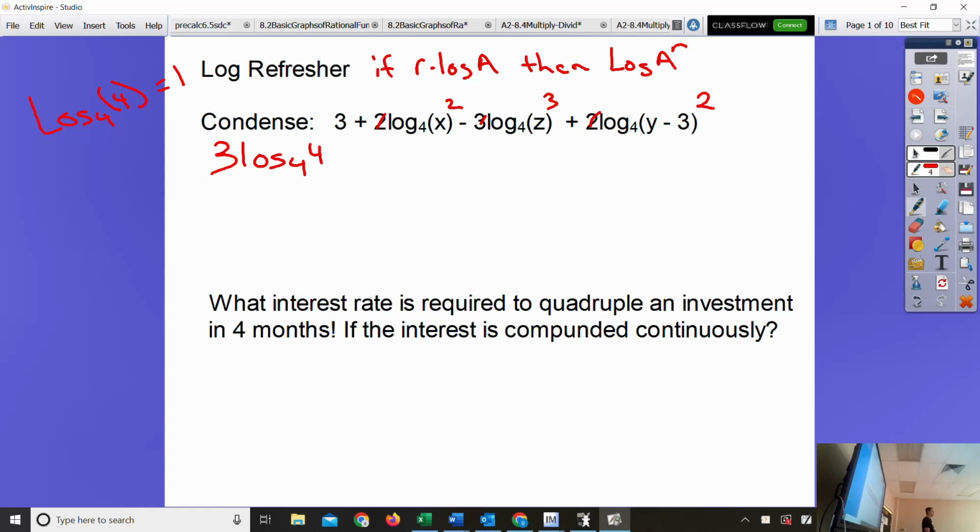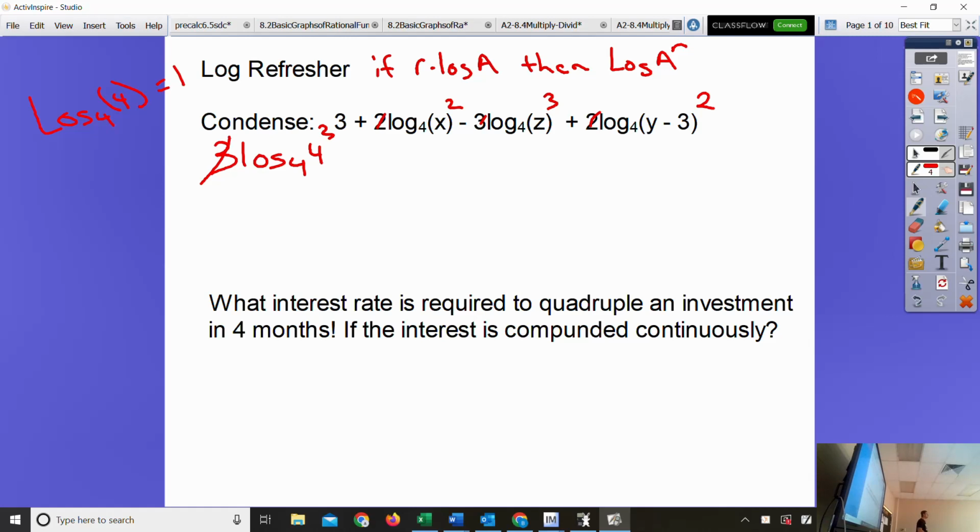Log base 4 of 4 is 1. You do not change the number, you change the way it appears. Now where's that 3 belong? Exponent. Now you're ready to condense. You're going to have one logarithm. You're going to have a lot of stuff inside of it.